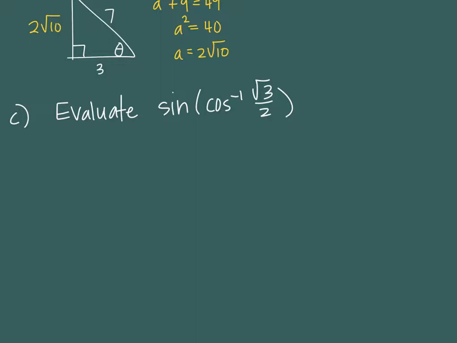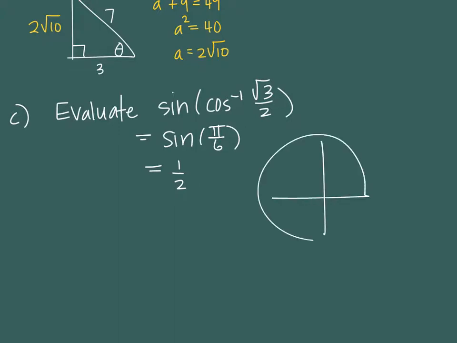Where's rad 3 over 2 on the cosine value on a unit circle? Okay, remember cosine is the x value, so it's going to be pi/6. And so we've got the sine then of pi/6, and the sine of pi/6 is 1/2. Okay, so it's just a review of how it goes around the unit circle.